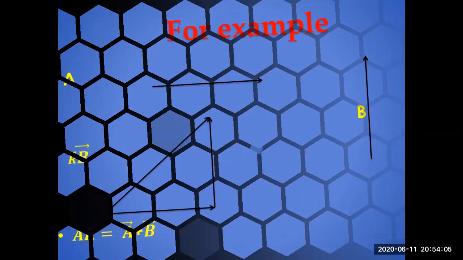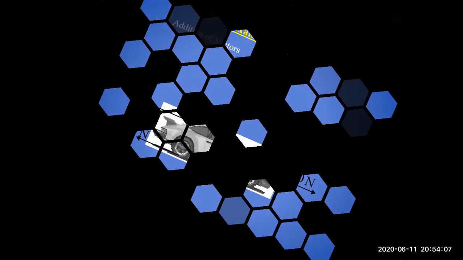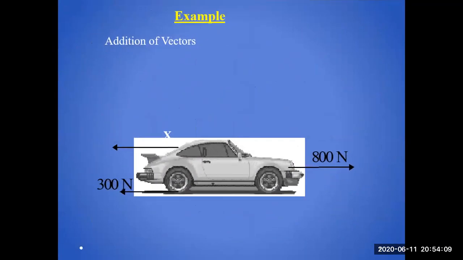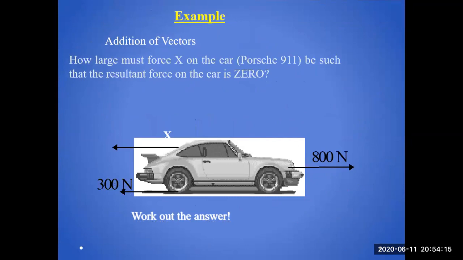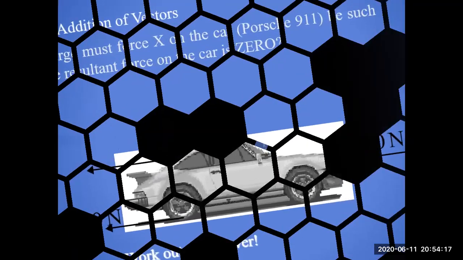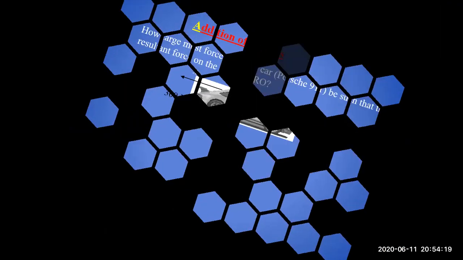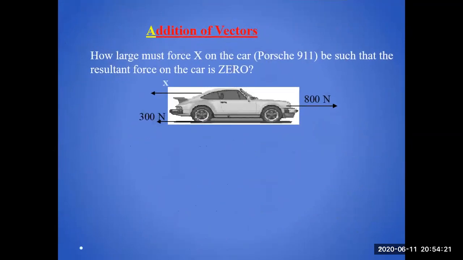This was the example, and then you have seen this one. So moving ahead, work out the answer. What will be the answer? I have already told you, that is 500 Newton. So addition of vectors.